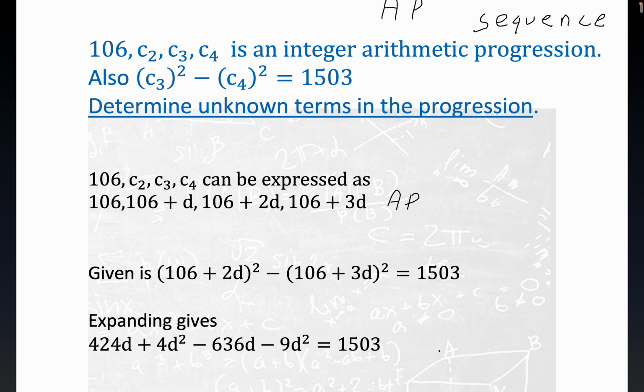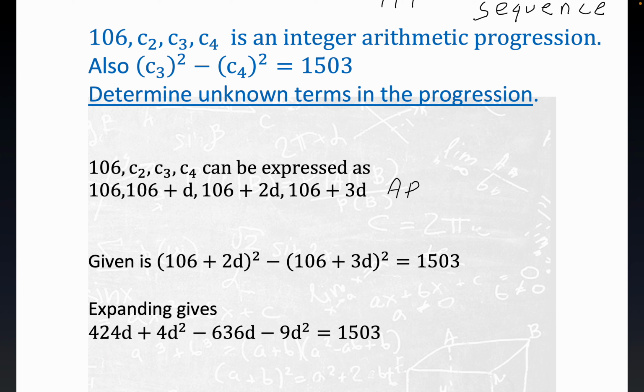Now, what happens when we expand, folks? The 106 squareds go away. This is in the form a plus b squared is equal to a squared plus 2ab plus b squared. So the 106 squareds go away. You get 2 times 106, which is 212d. 2d squared is 4d squared, and similarly over here. So we've gotten this far, and you see, if we can find d, we'll be done with the problem. If we can find the value of d, we can just substitute it in and we'll be finished with the problem. So we're going to try to find d right now.